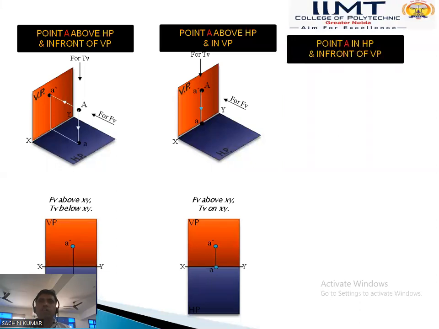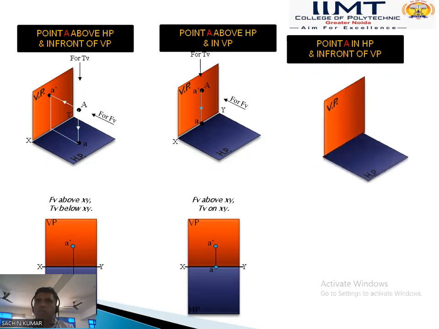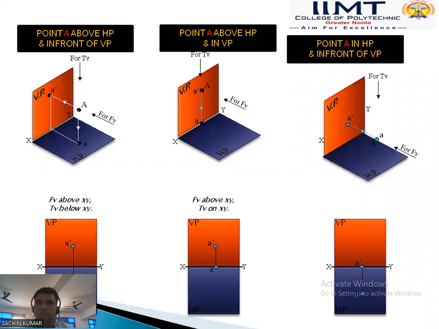Now we discuss the third case: point A in the HP and in front of the VP. That is point A in the horizontal plane and in front of the VP, also in the first quadrant. From the top view, we can say the point A is in the horizontal plane, and the front view goes to the vertical plane. That is simply A dash and A. Dash is always used in the front view, and without dash we use it in the top view. So that is the XY line front view, because point A lies in the horizontal plane.